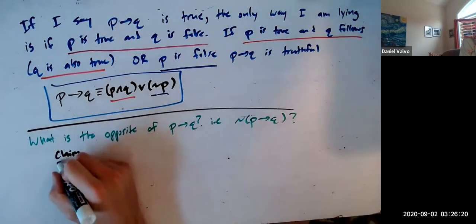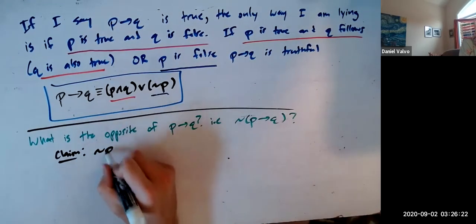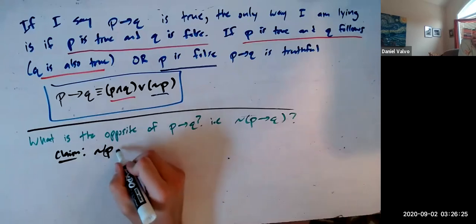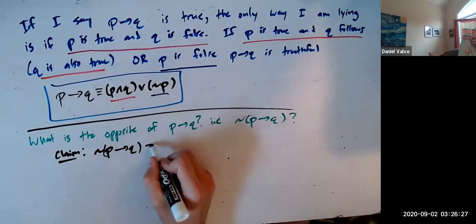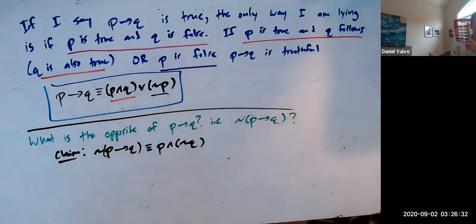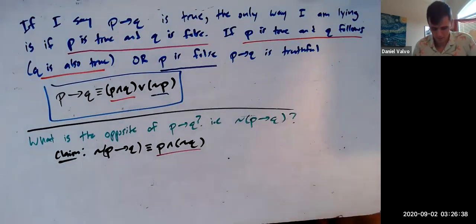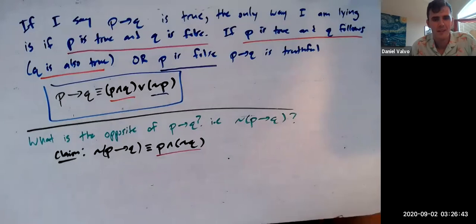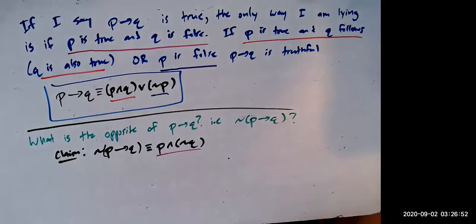Claim: the opposite of P implies Q, the negation of P implies Q, equals P and not Q, right? Because we said that's the only way we can lie with if-then statements. So, how can we do this? Truth table. I like your instinct. We can totally do that.